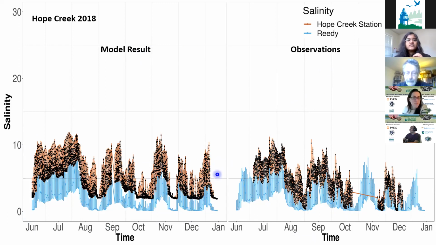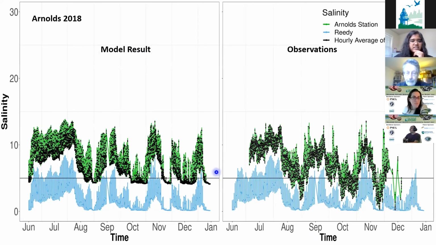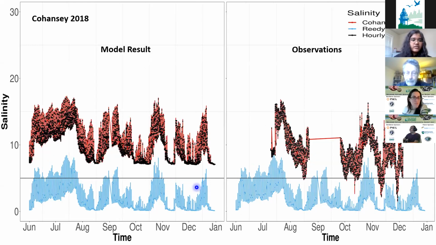Still, the model gives us a somewhat correct answer for how many hours the salinity was below 5. For Arnold, the green lines are Arnold salinity measurements, and it's a similar story to Hope Creek. Even though the model loses its prediction power when Reedy salinity is very low, it still gives us an almost correct answer. But for Coherency, there are at least 3 times when salinity was below 5, but the model did not capture it at all. So why is that?